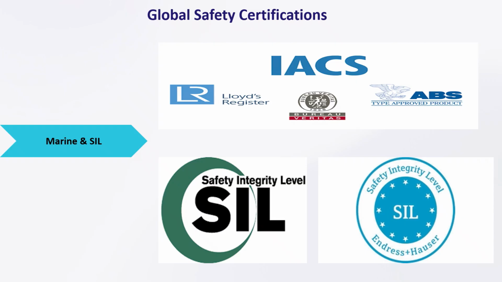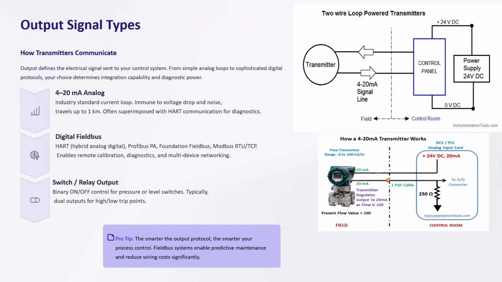Now let's talk about the output, the electrical signal that your transmitter sends to the control system. This output defines how the instrument communicates with the PLC, DCS, or controller. Analog output, 4 to 20 mA. The most common output in the industry is the 4 to 20 mA current loop.